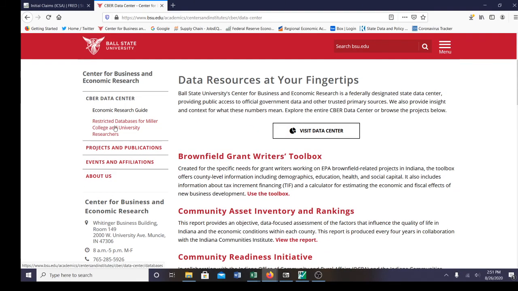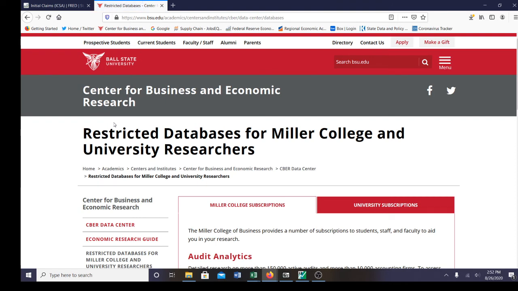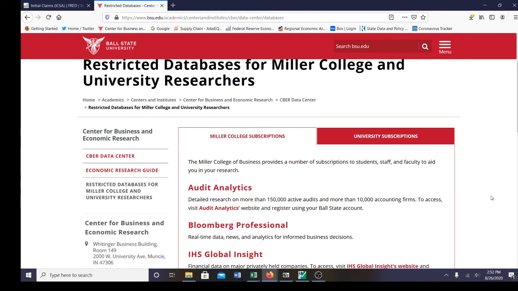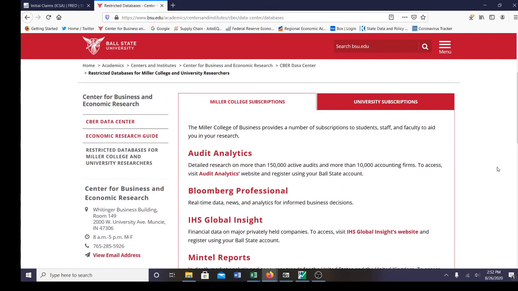We also have restricted databases that are used for Ball State college and university researchers. So these are all things that are subscriptions for the college. So you can either access them directly from an on-campus site, you can log in in some instances, or you can VPN directly. If you VPN through the university, they'll recognize your .edu information.